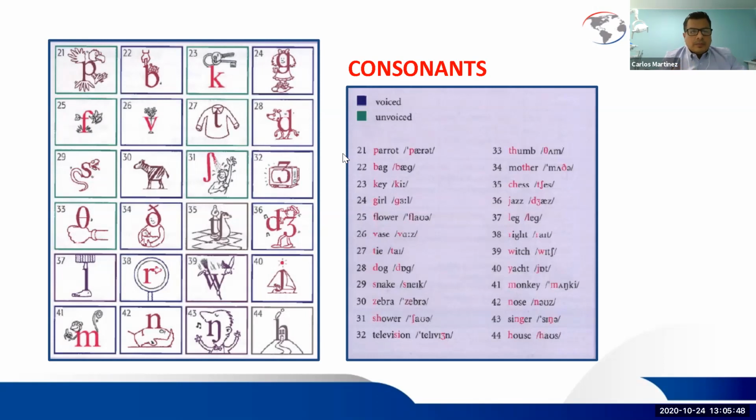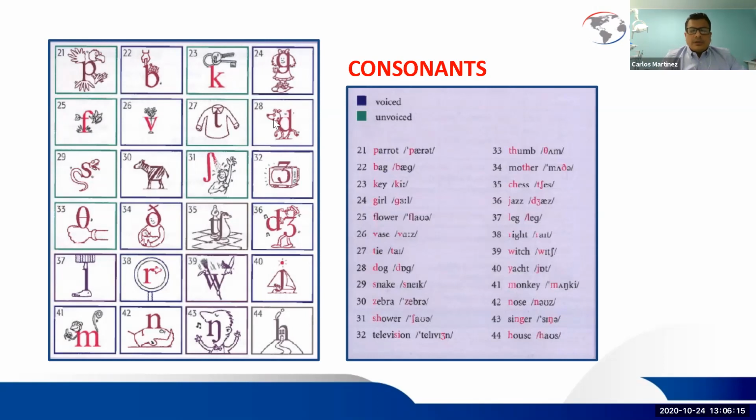Notice how the first one is unvoiced. If I touch my throat, you won't feel any vibration. It's just air. Whereas in b, letter B, my throat vibrates, so it's voiced. So we have bag.